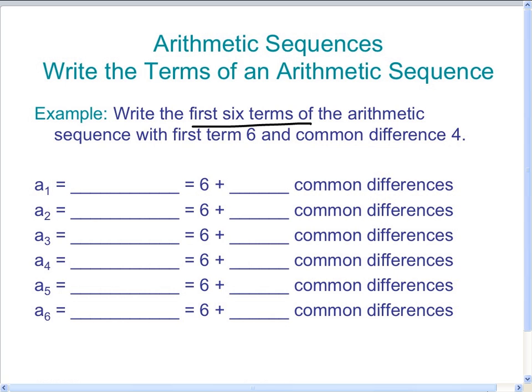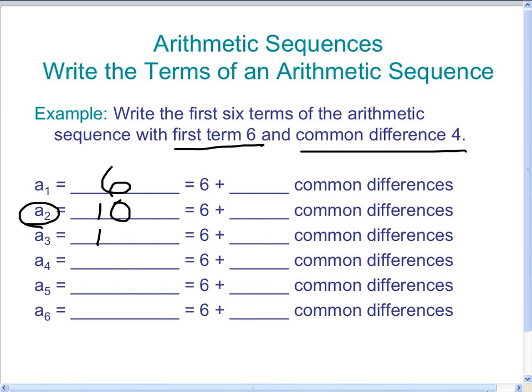Write the first 6 terms, so a sub 1, a sub 2, all the way up to a sub 6 of the arithmetic sequence. We're adding the same thing each time. The first term is 6, and the common difference is 4. So we start with 6, and to go to the second term, I'm going to add 4, so then I'm going to get 10. I'm going to add 4, add 4, add 4, and add 4. So the first 6 terms are 6, 10, 14, 18, 22, and 26.